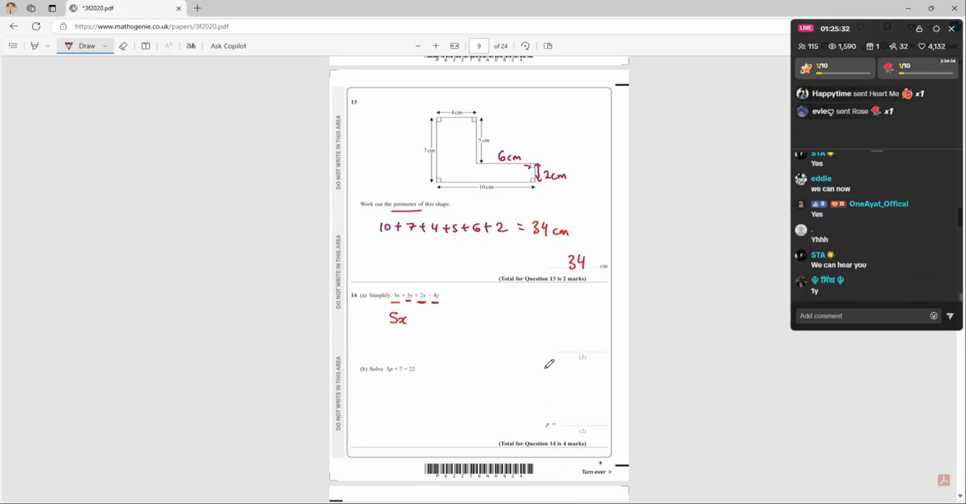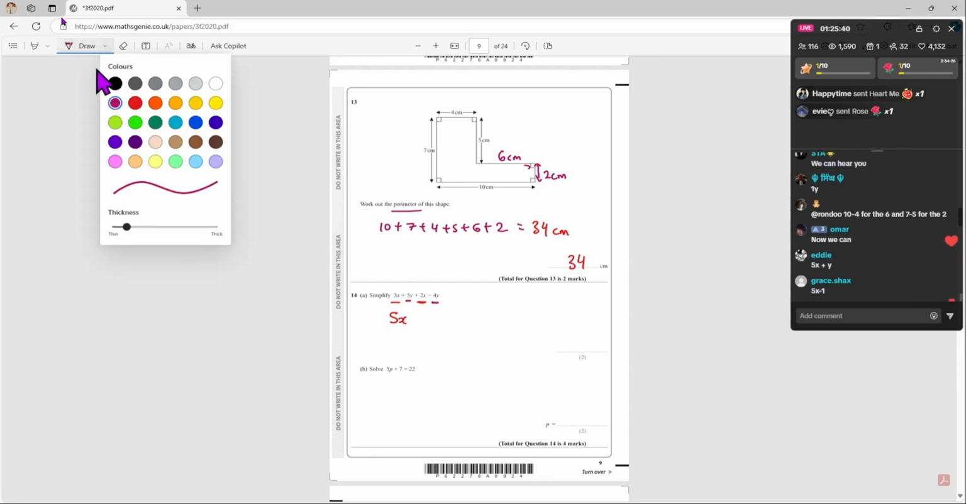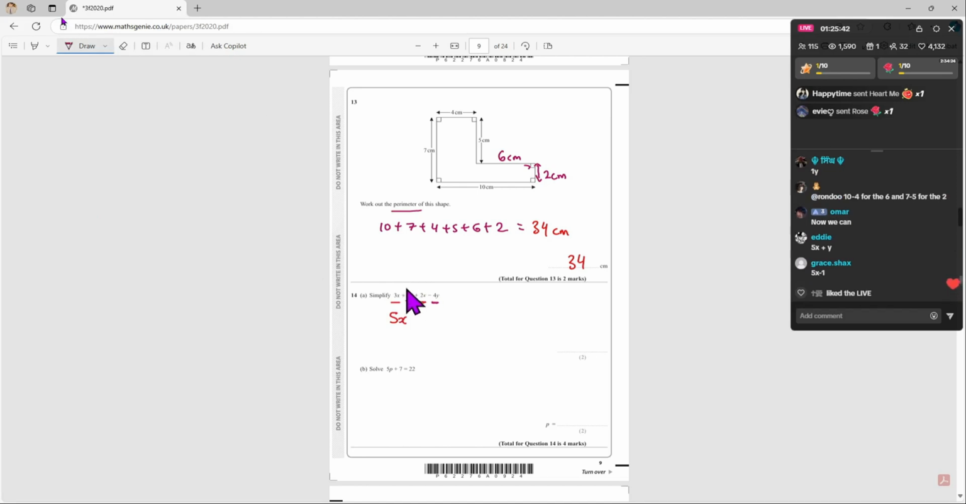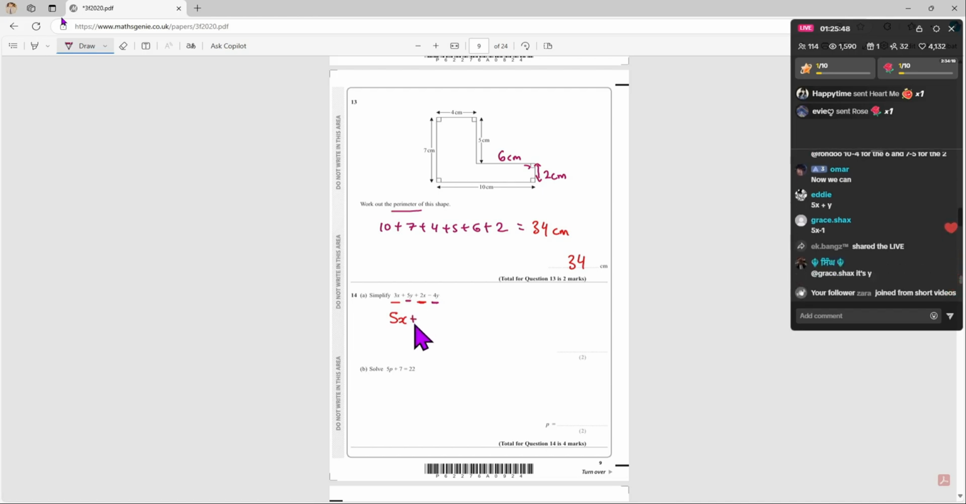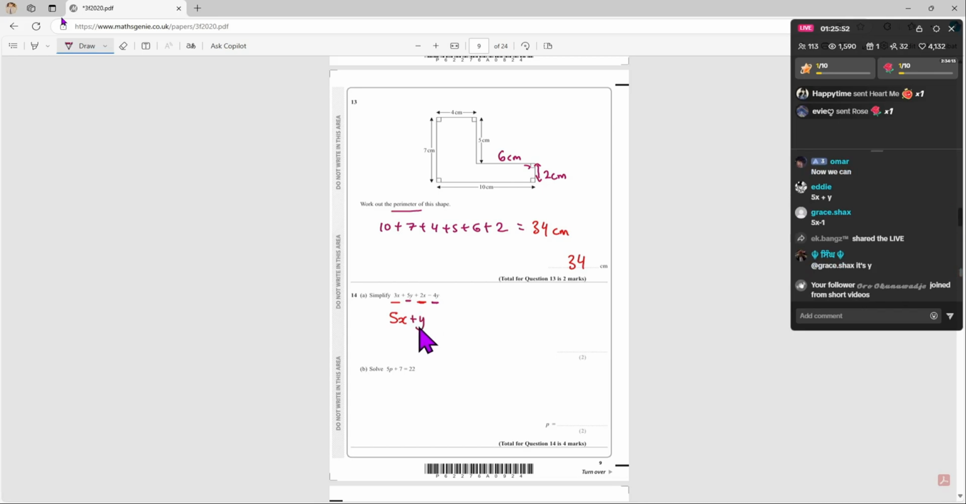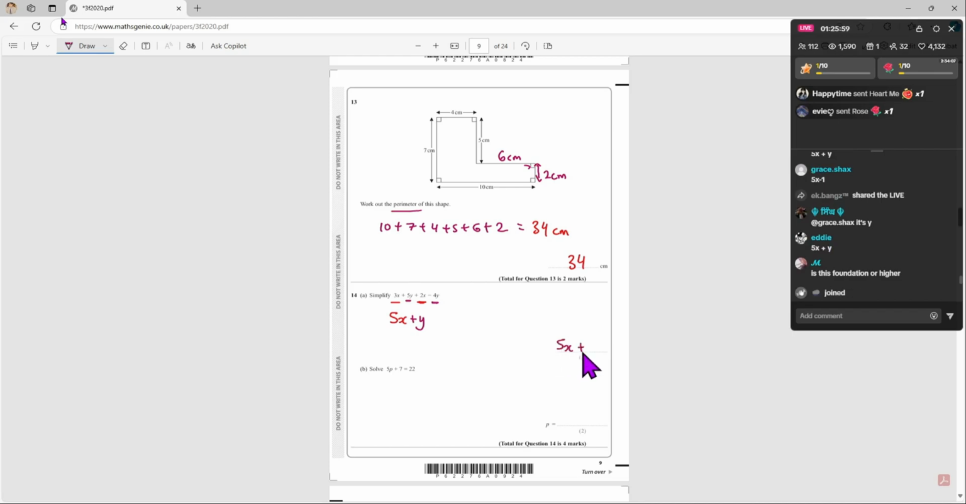So we have 3x plus 2x. So we can add the x's together, so we get 5x. And then we're going to add our y's together. So we're going to do 5y minus 4y, which will give you positive y. So basically 1, which is going to give you 5x plus y. And then that's just your answer. So your simplified version is 5x plus y. 5x plus y, that will be your answer.